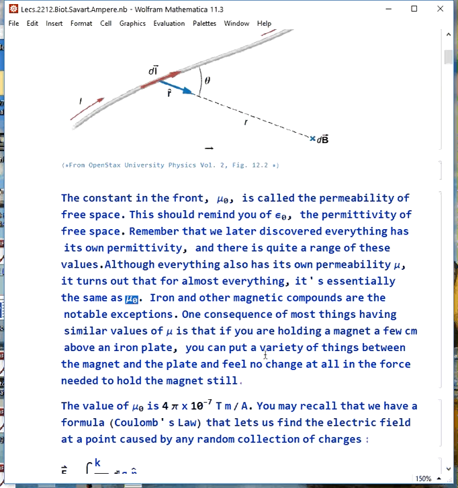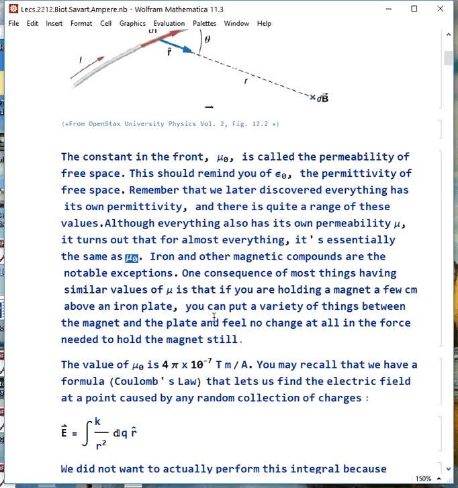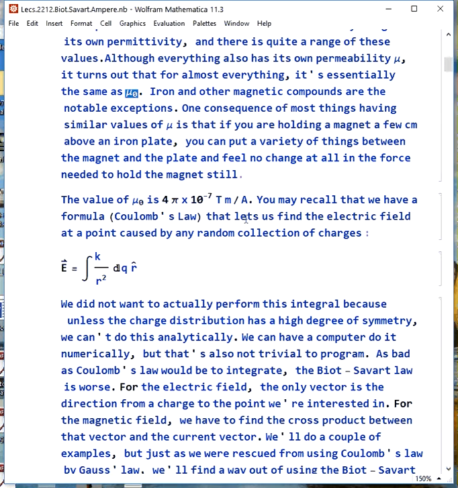You may remember that we've got a formula that lets us figure out the electric field at a point due to any random collection of charges. Right here, this is Coulomb's law, essentially. We didn't actually want to do this because unless the charge distribution is very, very symmetric, we don't want to do this analytically. We can do it numerically if we have to, but it's sort of the last resort, or it's what we would do if we were going to have a computer do it.